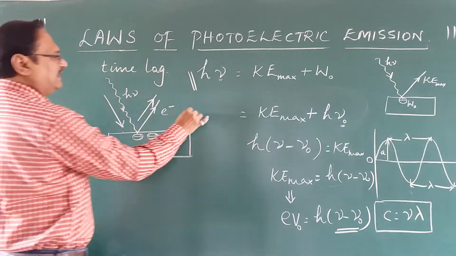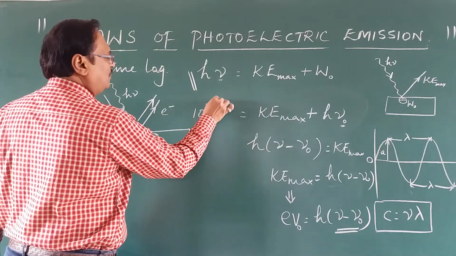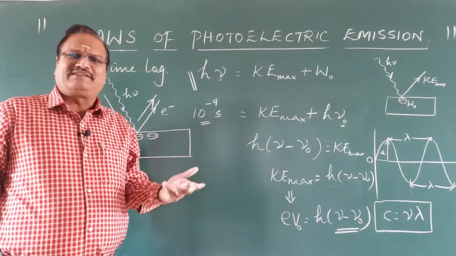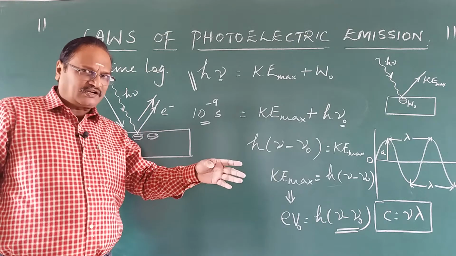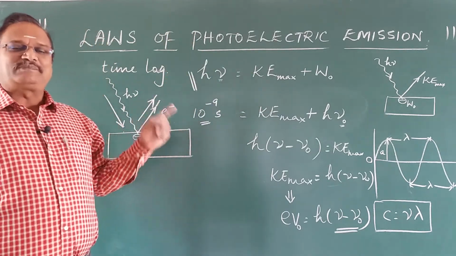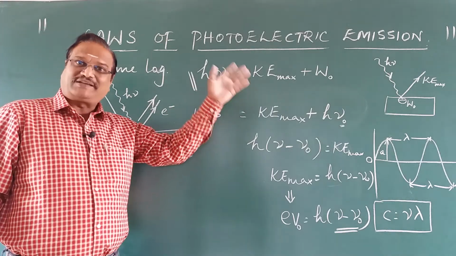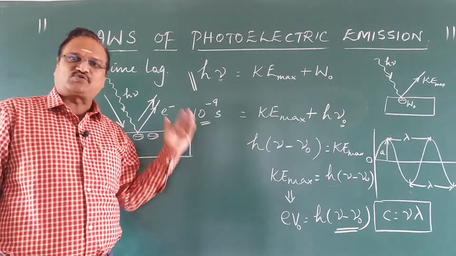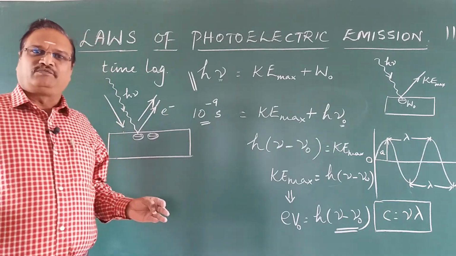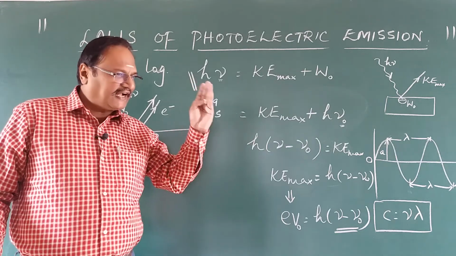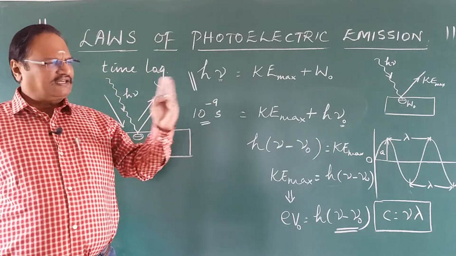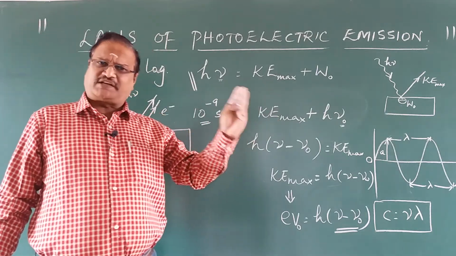The time gap is around a nanosecond, 10 power minus 9 second. That means it is nothing. The moment it is incident, the photoelectrons are ejected. So this is also something we get from the quantum theory. Only quantum theory can explain photoelectric emission. That's why the corpuscular theory, Newton's idea of corpuscles or particles, could explain only reflection and refraction.